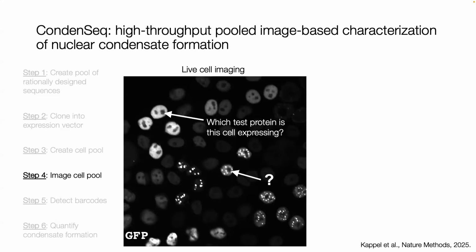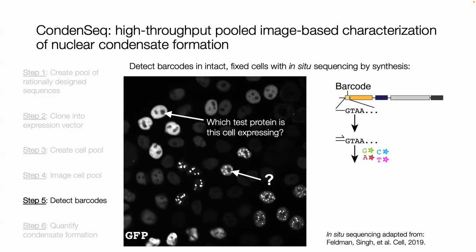Okay, and so to do this, after we image these cells live, we then fix them, we keep them in that same dish, and then we detect the barcode sequences directly in these intact fixed cells through in situ sequencing by synthesis. So we're going to synthesize a complementary strand of DNA to this barcode sequence using fluorescently labeled nucleotides, where every nucleotide has a different color. We're going to incorporate one nucleotide at a time and then image after each nucleotide incorporation.